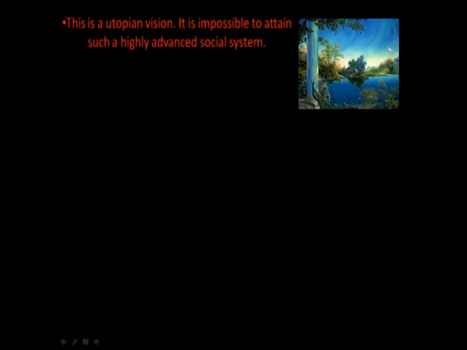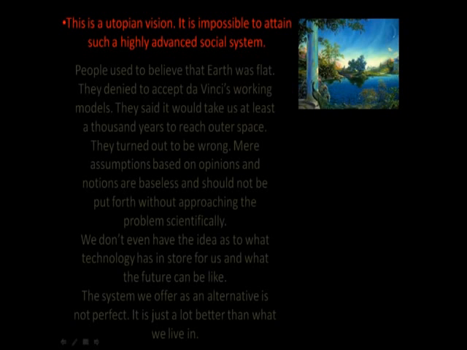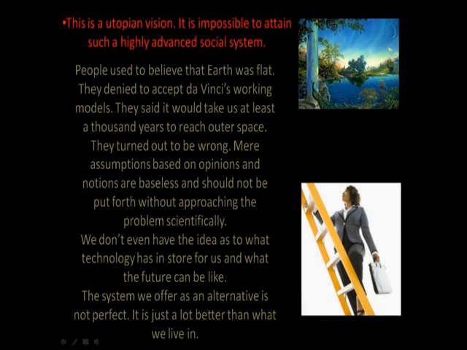This is a utopian vision. It is impossible to attain such a highly advanced social system. Now, to answer this, we'd just like to say, sit back and relax and listen to it with a cool head. People used to believe that Earth was flat. They denied to accept Da Vinci's working models. They even said that it would take us at least 1,000 years to reach outer space. They turned out to be wrong.